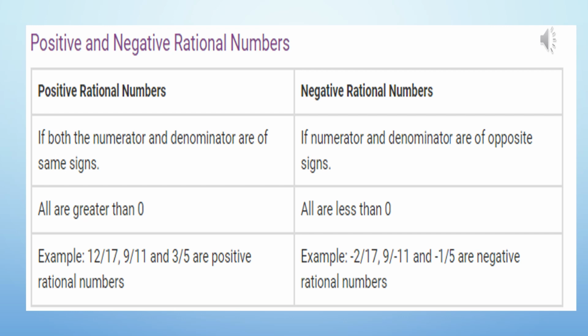Now, negative rational numbers. If numerator and denominator are of opposite signs, for example, minus 2 upon 3 and 2 upon minus 3. In minus 2 upon 3, numerator is negative but denominator is positive, and in 2 upon minus 3, numerator is positive but denominator is negative. All are less than 0. For example, minus 2 upon 17, 9 upon minus 11 and minus 1 upon 5 are negative rational numbers.